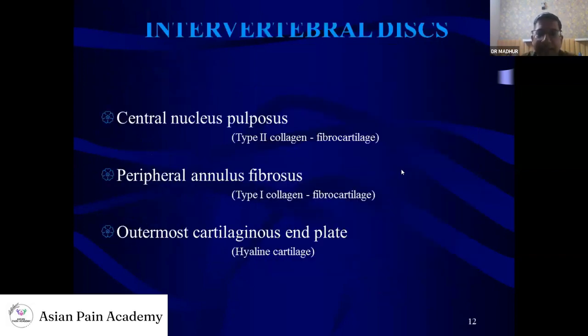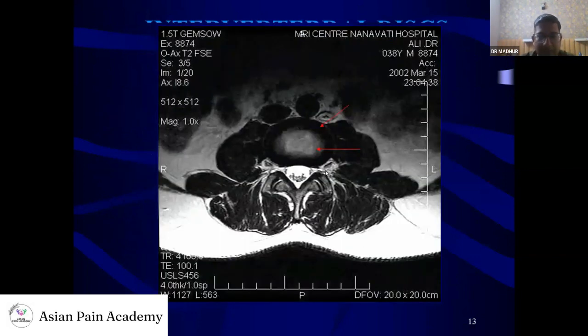Now we will discuss the intervertebral disc. As we have already discussed, it has three parts: central nucleus pulposus, peripheral annulus fibrosus, and the outermost cartilaginous end plates, superior and inferior end plates. This is annulus fibrosus. This is nucleus pulposus.